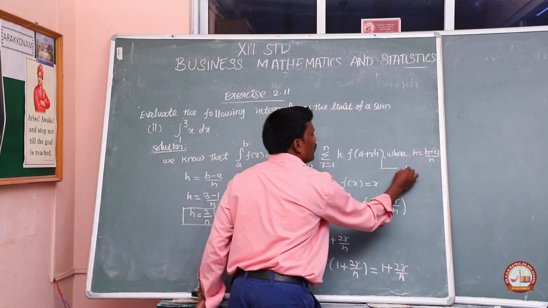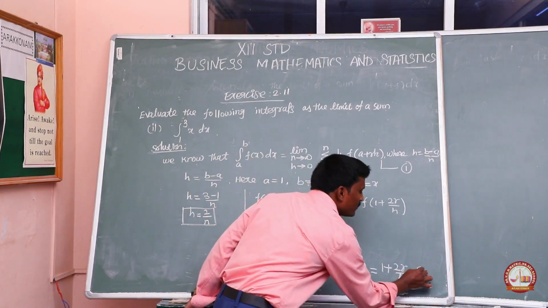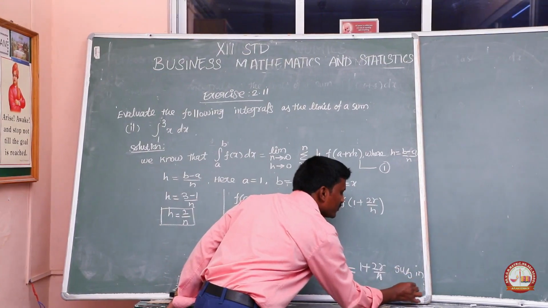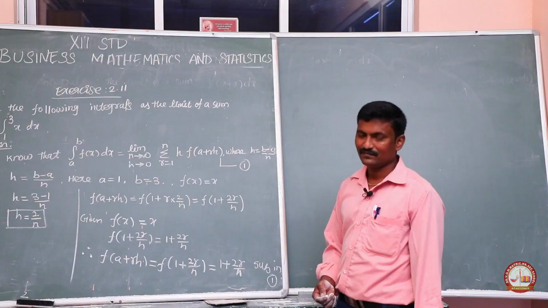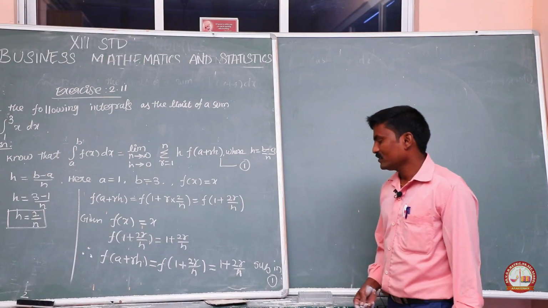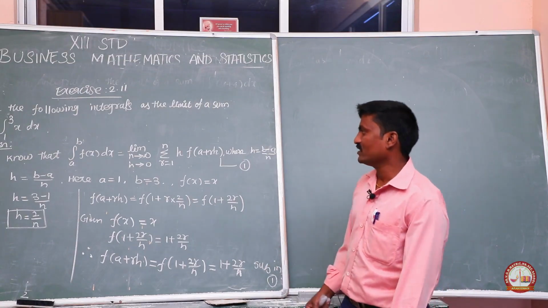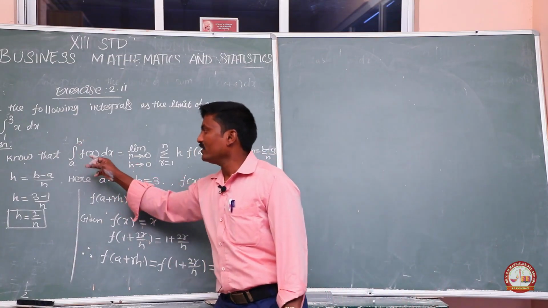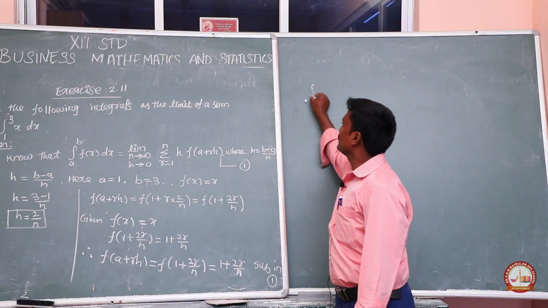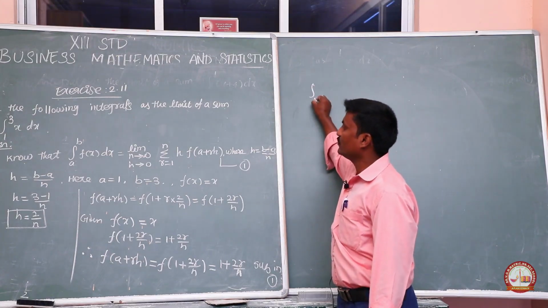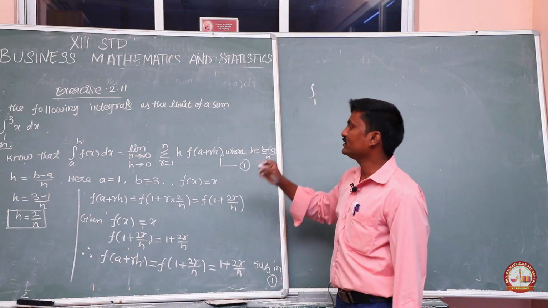This is equation number 1. Substitute in equation number 1. Therefore, let's continue. Substitute in equation number 1. Therefore, equation number 1 is the integral from a to b of f of x dx, the integral from a to b, here a equals 1, b equals 3.